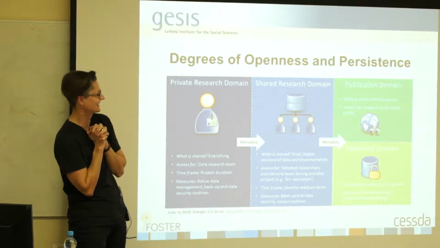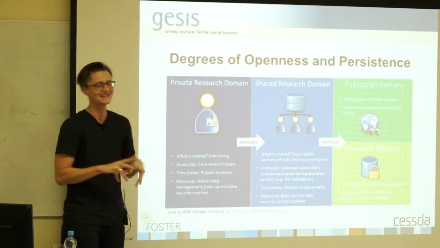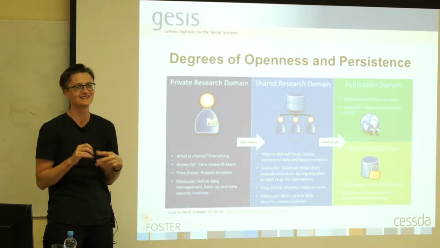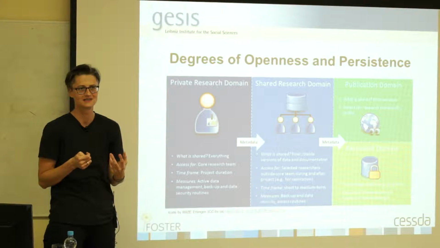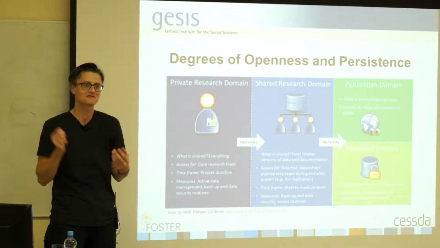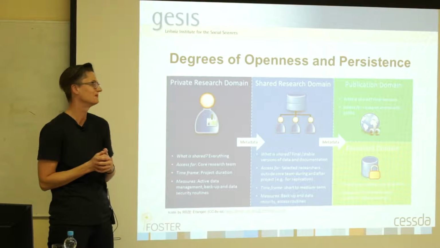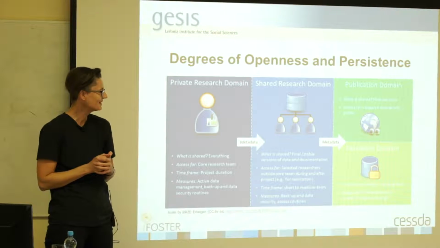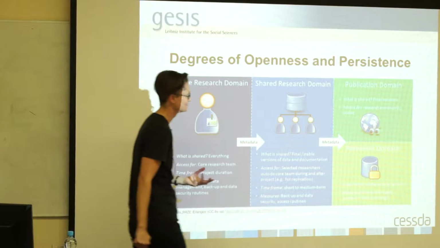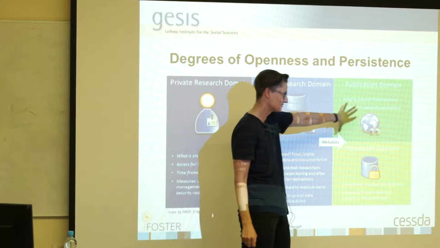That's a very dark example. I shouldn't be using that. But I mean, we discussed this in connection with embargo periods. If the embargo period is long enough, at some point, maybe later, it could still be published. But ideally, the publication domain and the persistent domain overlap.